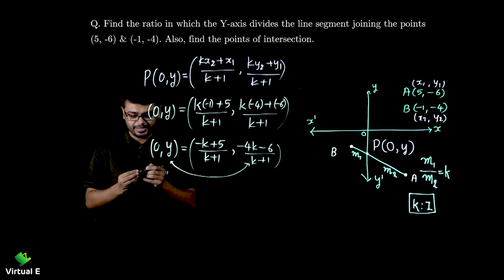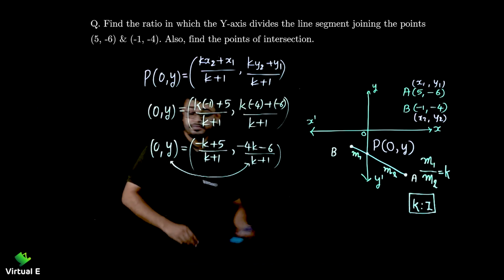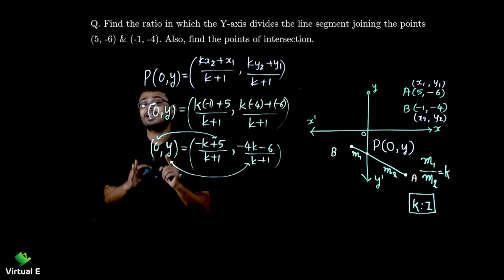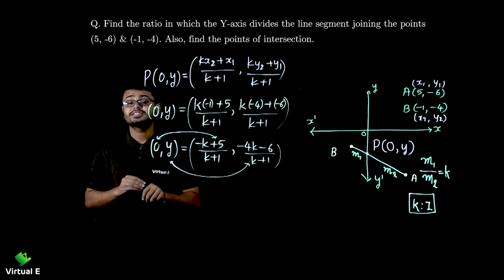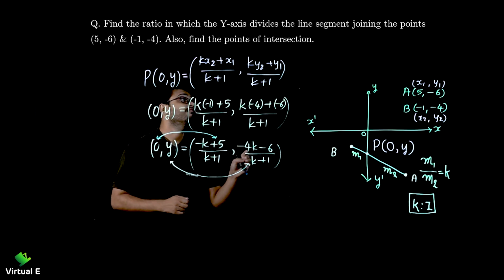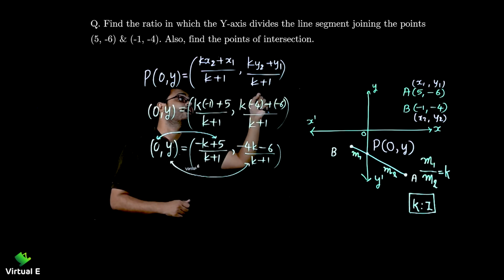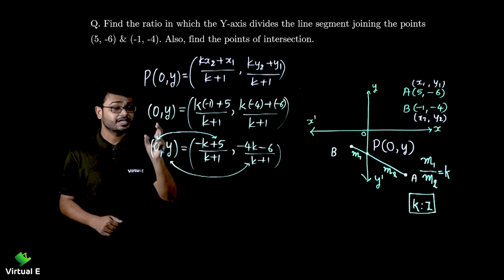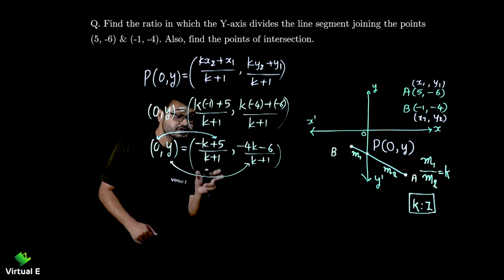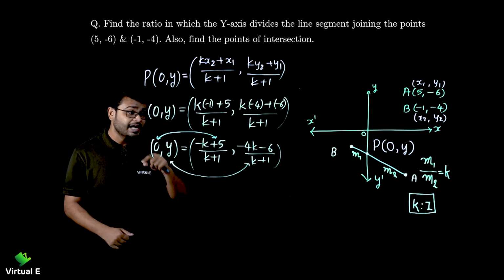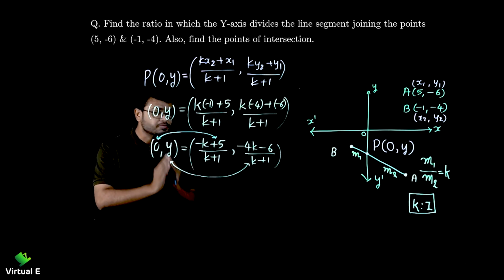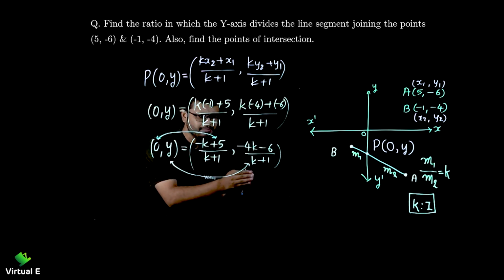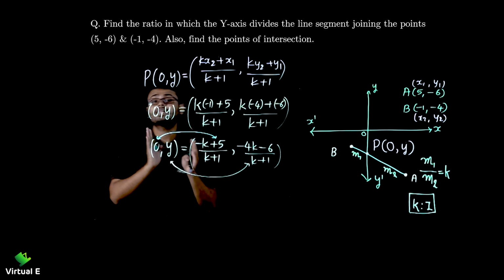But if I compare, see carefully, if I compare 0 with this one, then I can get the value of K. So this is what we need to do. This is the very important information we do have when it is mentioned that the point is on the Y axis, right? Very important. So what I'm going to do, I'm going to compare the X coordinate of this point and the X coordinate of this point, and I will get the value of K. Then after getting the value of K, I will substitute in this Y coordinate also, or you can compare with the Y and you will get the value of Y as well.